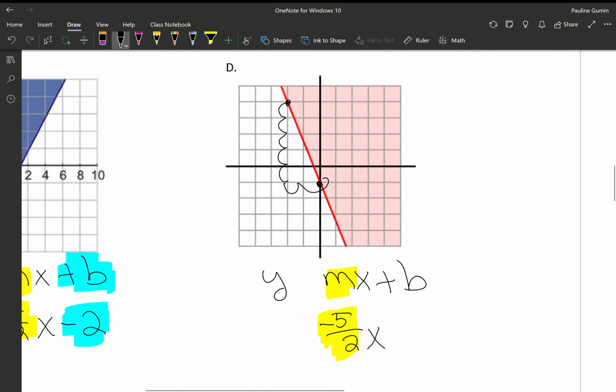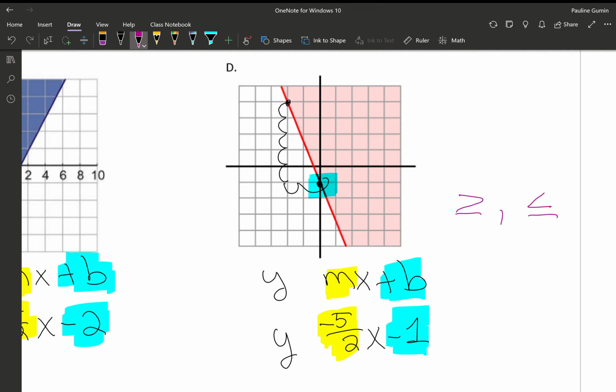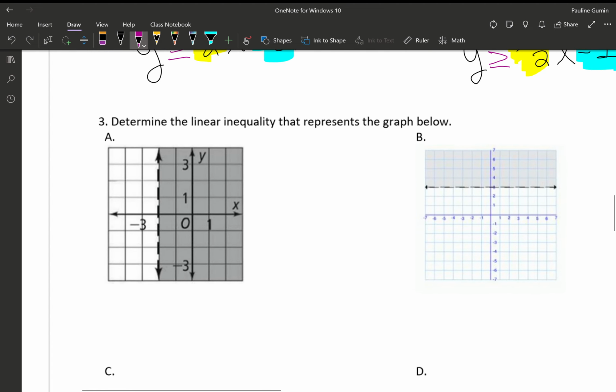Wonderful. Now let's find our y-intercept. That looks like it's right there. And that is a negative 1, minus 1. This is a solid line, which means we're going to have one of these two symbols. Let's see. We have shading above the line. So, greater than. All right, let's do 2 more.